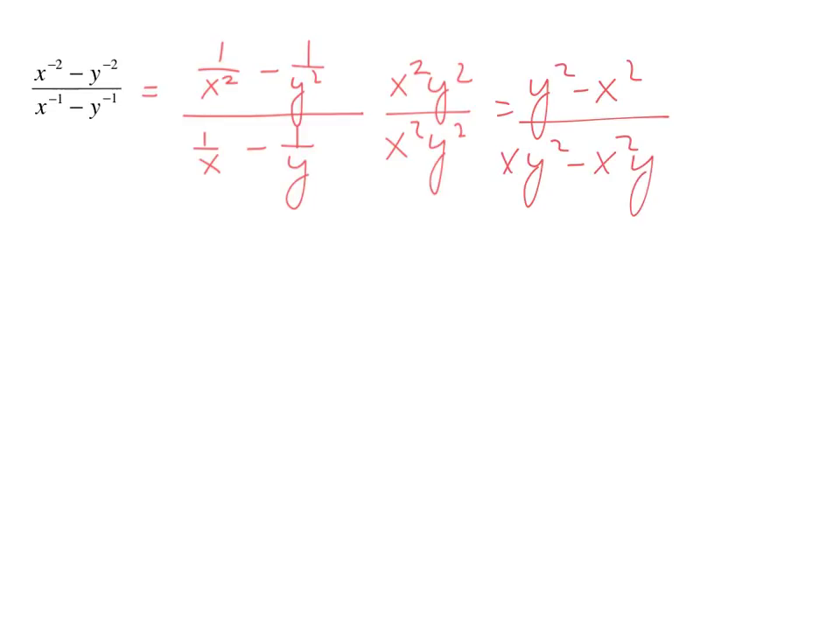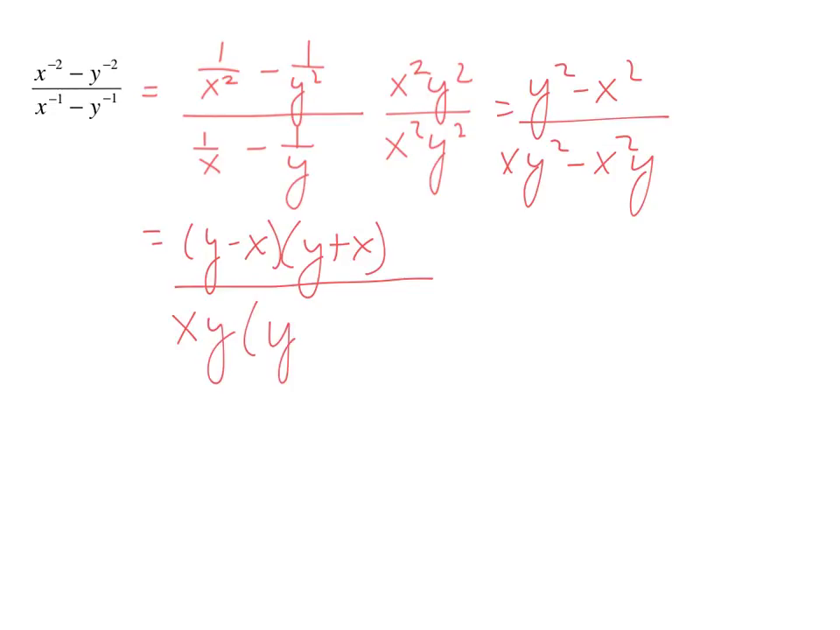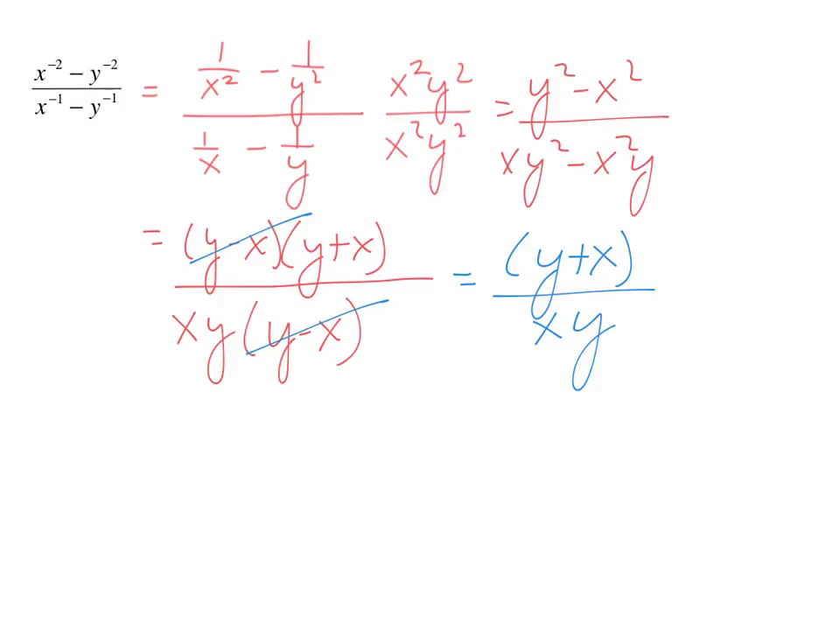And I could do some factoring here, so I'll move over to the left a little bit. And this becomes y minus x times y plus x, all divided by, I can factor out an xy here. And when I do that, I'm left with y minus x. Oh, look at that. I'm going to get some more canceling here. This y minus x is going to cancel with that y minus x. And I'm going to be left with y plus x divided by xy.